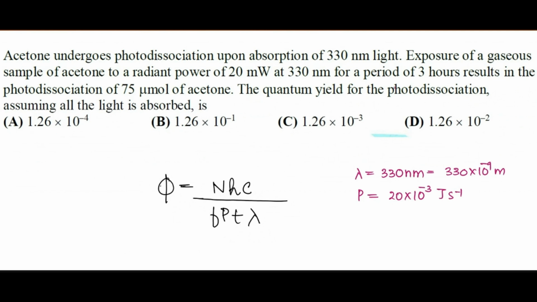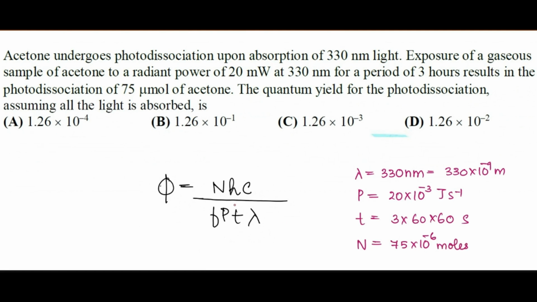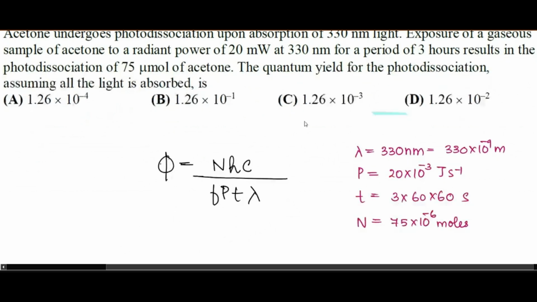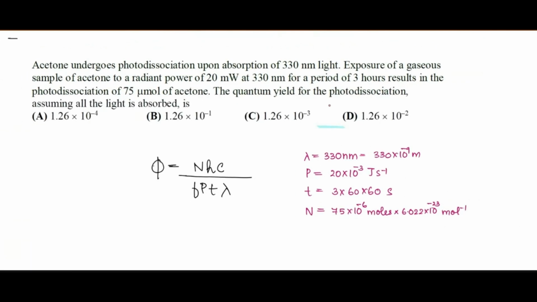Okay, with a period of 3 hours. It is given in 3 hours, but you need it in seconds. So convert to minutes, then seconds. In the photo dissociation of 75 micromoles of acetone, we need n. What is given is 75 into 10 to the power minus 6 moles. We need it not in moles but in number. So to convert moles to number, you multiply it with Avogadro constant 6.022 into 10 to the power 23 per mole. And the fraction of the photo dissociation is.